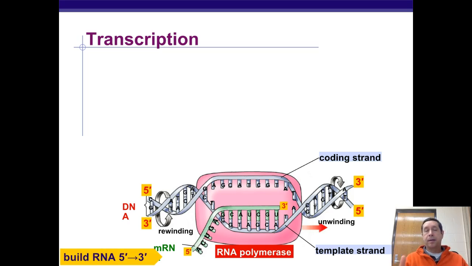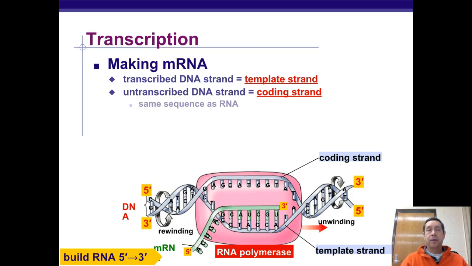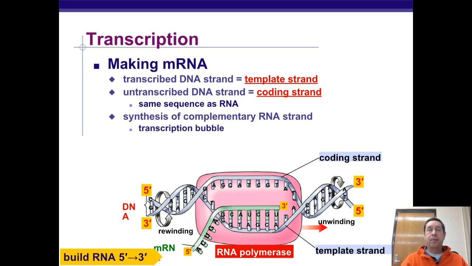Like DNA polymerase, it builds 5' to 3' only. So the transcribed strand is called the template strand. The untranscribed strand of the DNA is called the coding strand. And like I said, it has the same sequence as the RNA. So in transcription, we make a complementary RNA strand, but we don't make it for the whole DNA molecule, just for that particular part of the DNA that is needed to make a particular protein or polypeptide.